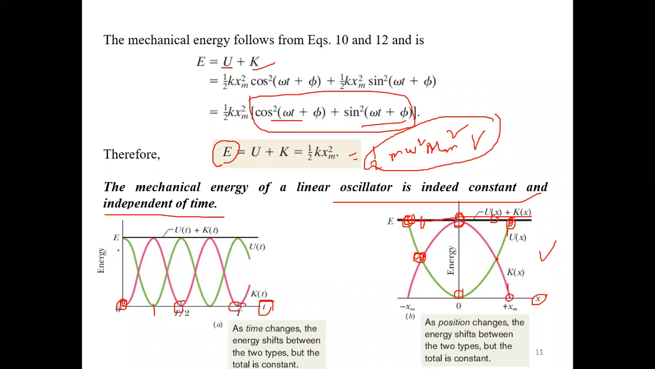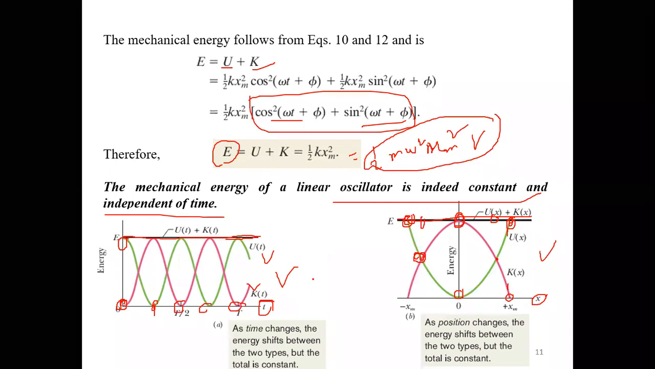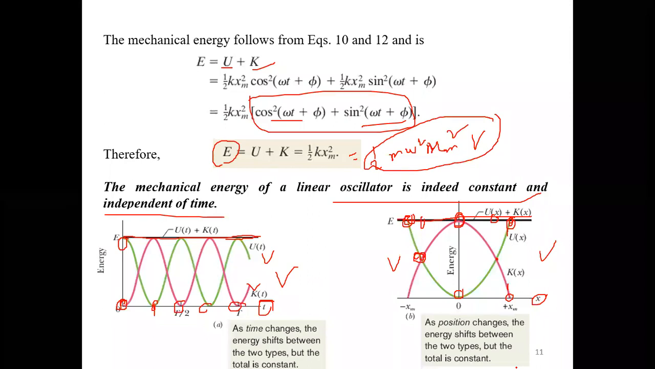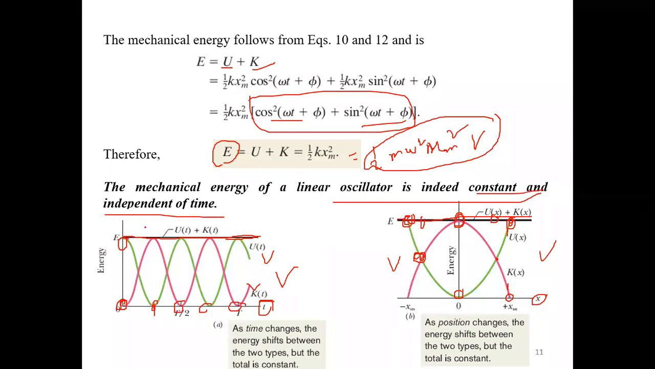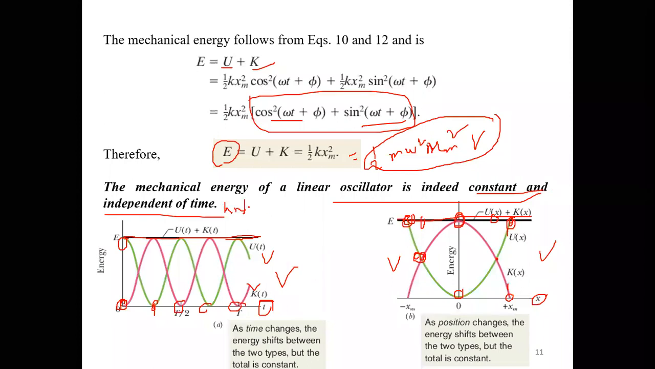And potential energy is the opposite one. Potential energy is maximum over here, potential energy is 0 over there, and potential energy is 0 over here as well. So again, if you add this kinetic and potential energy, you get this black line. That's the sum. This one is the kinetic energy, this one is the potential energy, and this black one is the mechanical energy. So from this graph we can show that the mechanical energy is independent of time, and from the previous graph we can show that the mechanical energy is independent of position. So we can make a statement: the mechanical energy of a linear oscillator is indeed constant, and it is independent of time and also position.